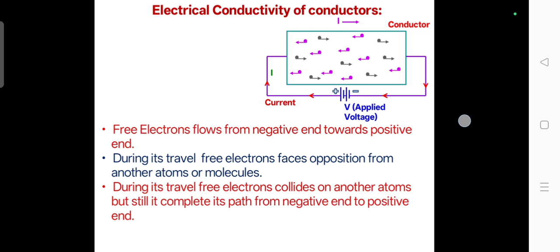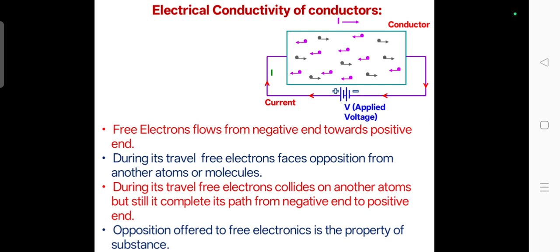So as it collides with another atom, its position or direction changes, but still it completes its path from the negative end to the positive end. And this opposition offered to free electrons is the property of that substance. So the conductor has the property to oppose the free electrons. This opposition is known as the resistance of the substance.